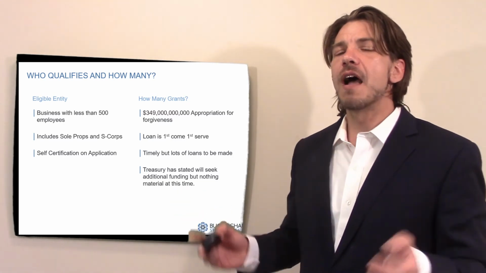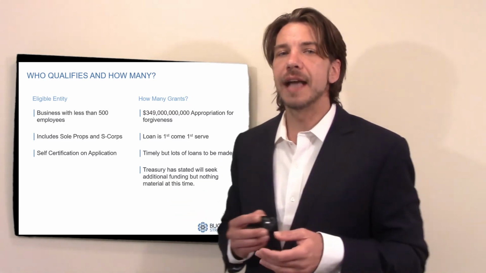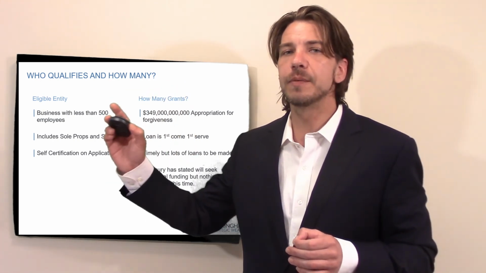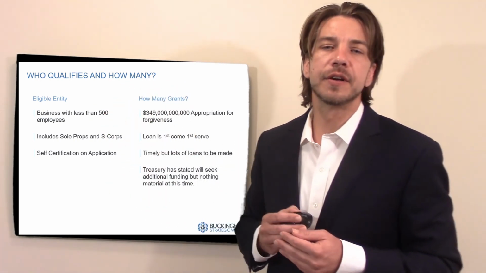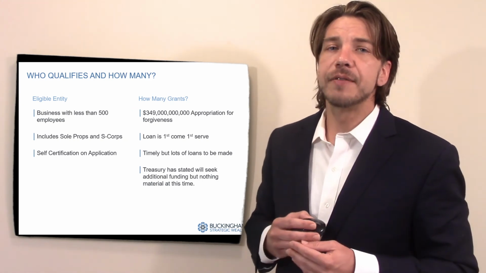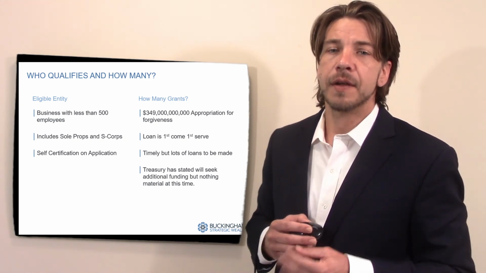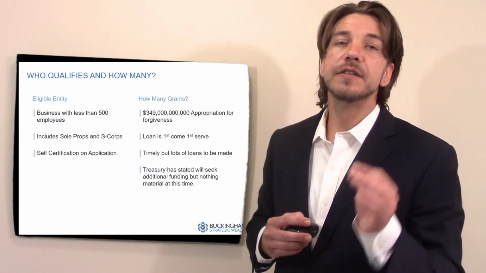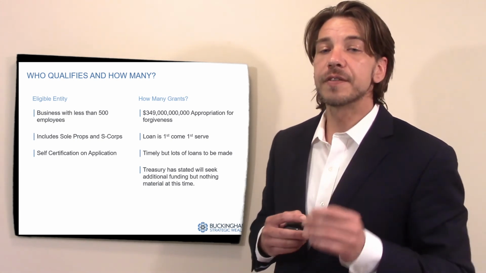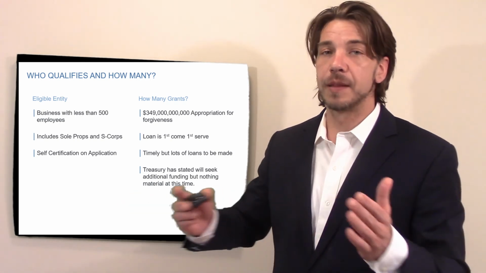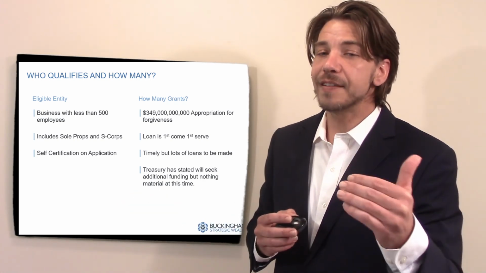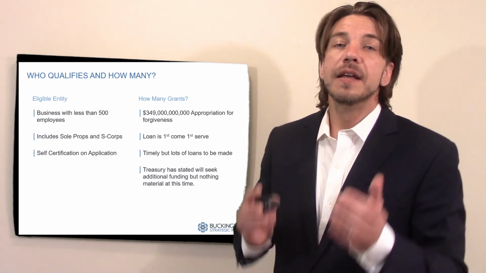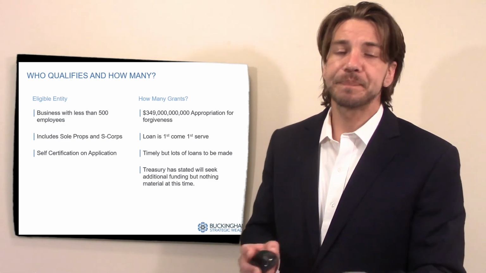Now, how many grants? Unlike the EIDL loan, when we knew exactly what that grant provision was and we knew exactly what was out there from the SBA in terms of funding, we don't know what the average loan is going to be in this circumstance. We do know that there are $349 billion set aside to be forgiven. The loan is first come, first served, so there's a timely element to it. The Treasury has stated that it will seek additional funds, but there's nothing material at this time. This is something that we need to monitor.